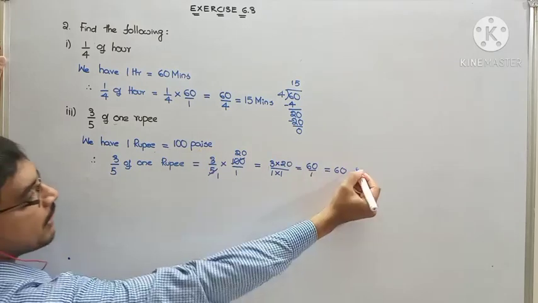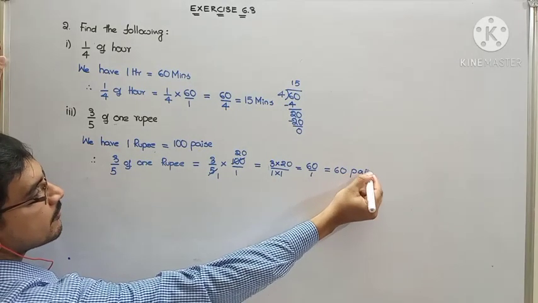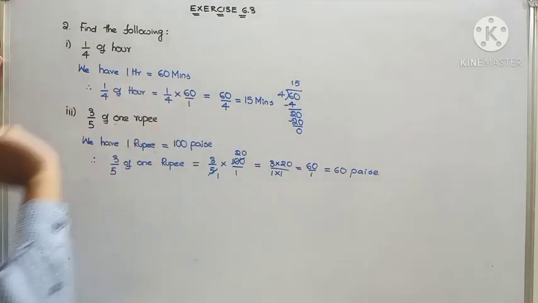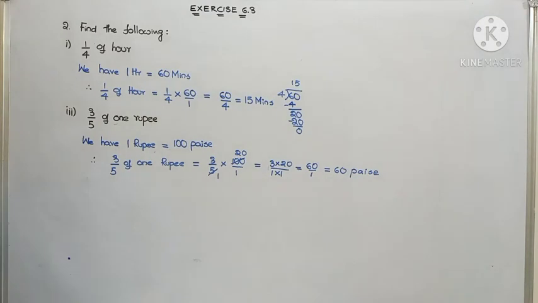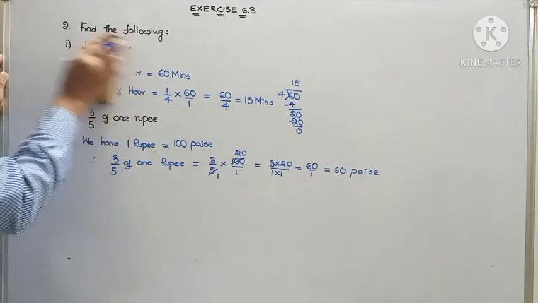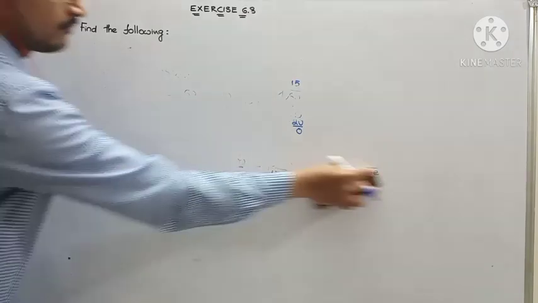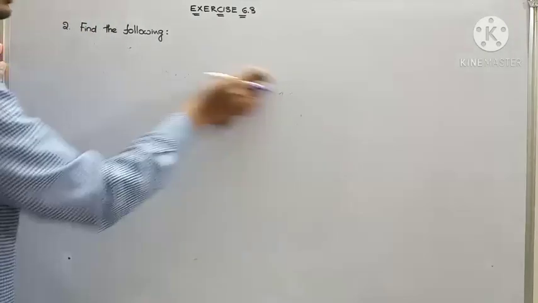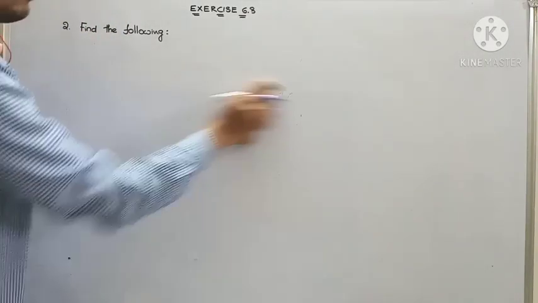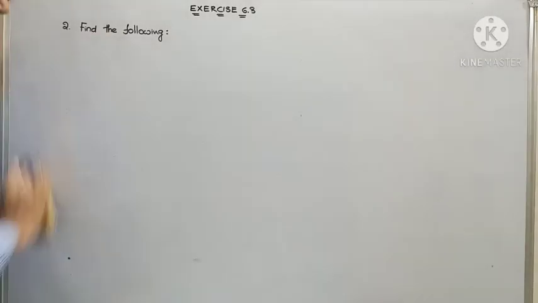As it is in paise, 60 paise. 60 paise is the answer. Hope you understood, children, and are able to do the problems. Now what I am going to do is, I will do that fourth one. Please practice cross cancellation very much, children. It will be of great help.